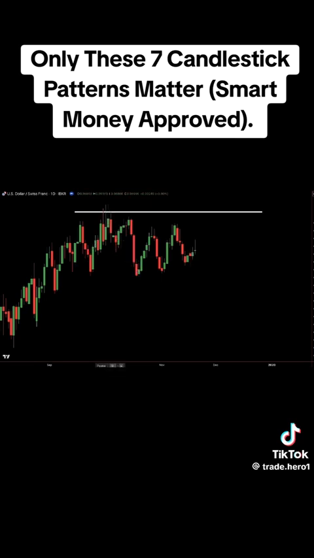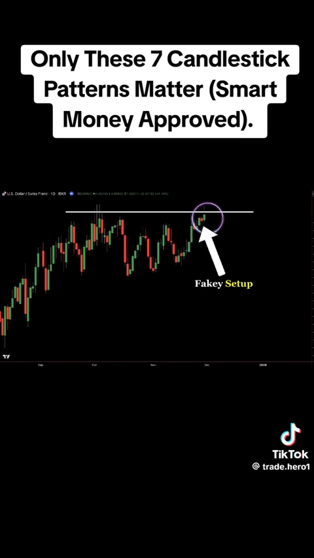Price pulls back again, and as it approaches that level, a fakey pattern forms. This is where smart money sets the trap. We see an inside bar, signaling indecision, and then a breakout above it, which tricks buyers into thinking the market is ready to break higher. But here's the catch. Price quickly closes back inside the mother bar's range. That's the confirmation. The breakout was fake.